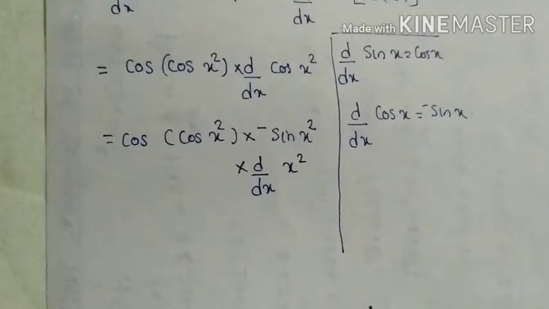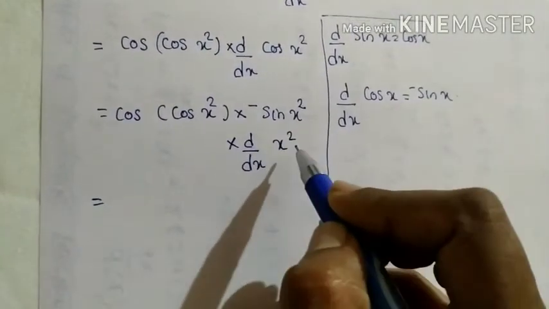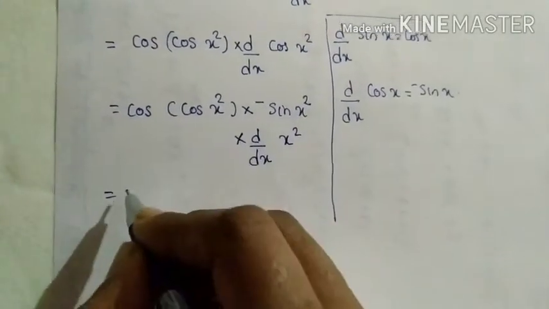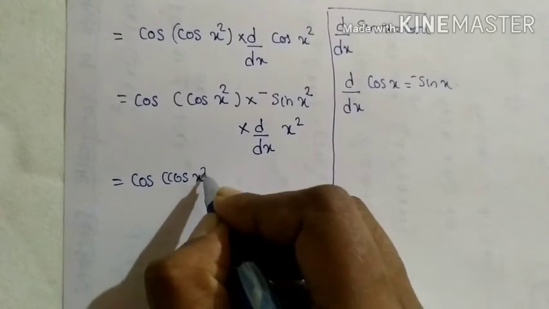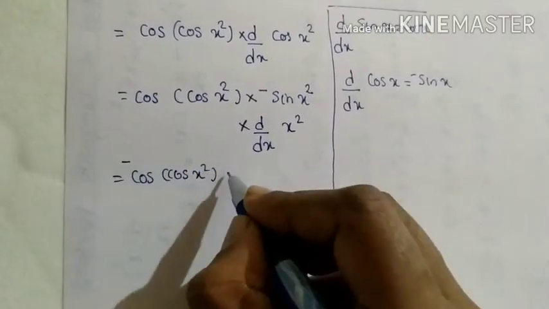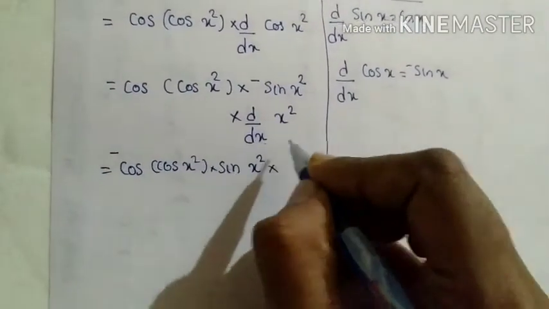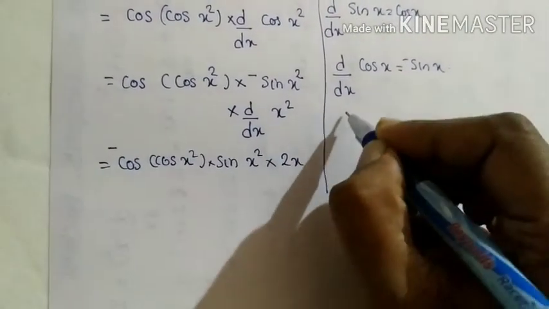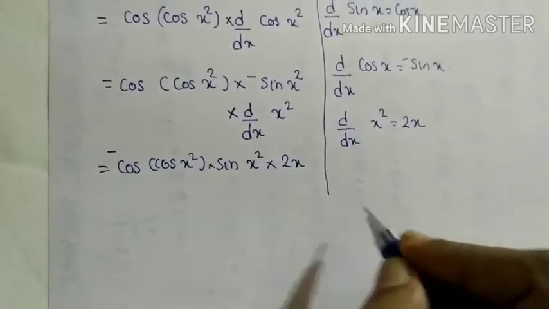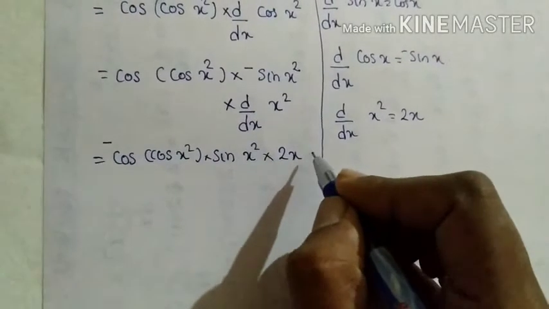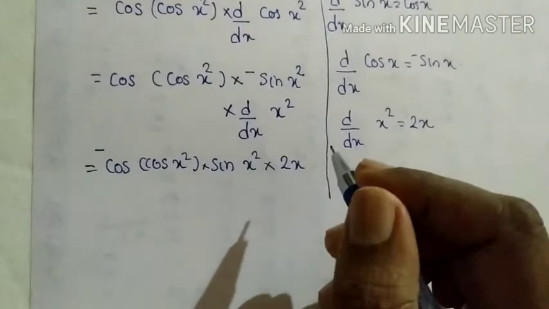So we must find out the derivative of x square. So write here. Next, the first two terms will remain same. So write cos of cos x square into sin x square. Derivative of, we know that the derivative of x square is 2x. So write 2x here. And this will be our final answer. And don't forget to write minus here.